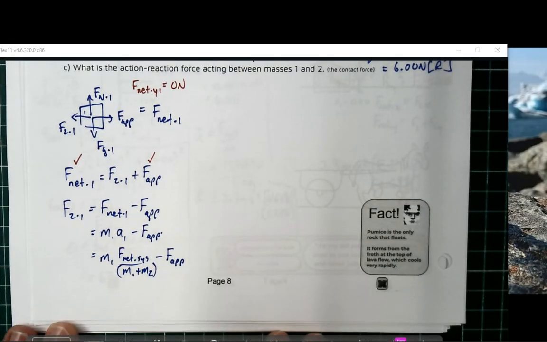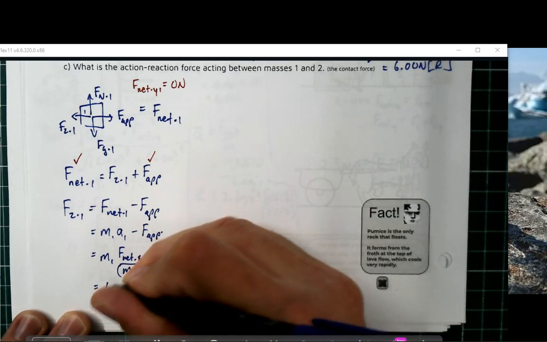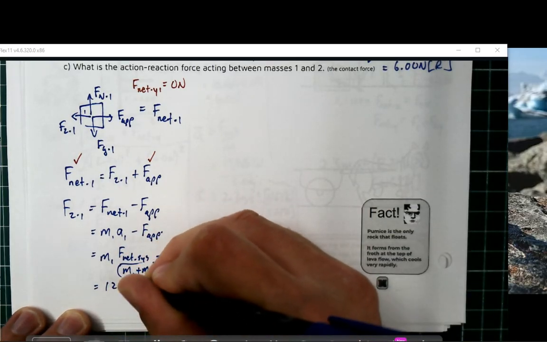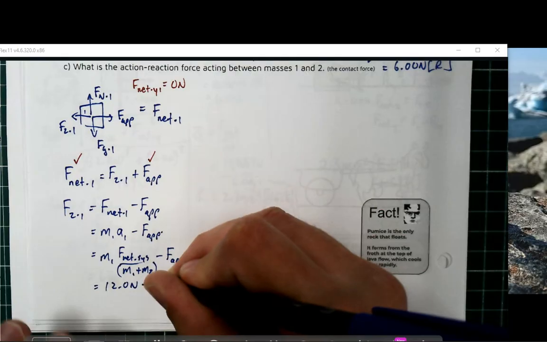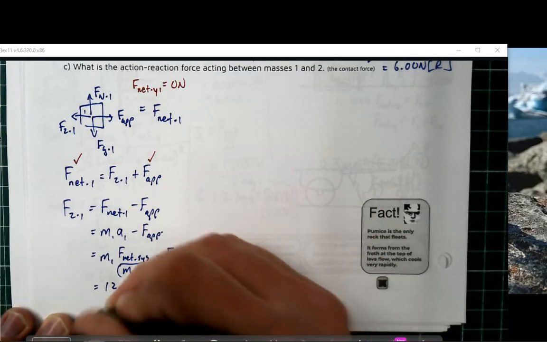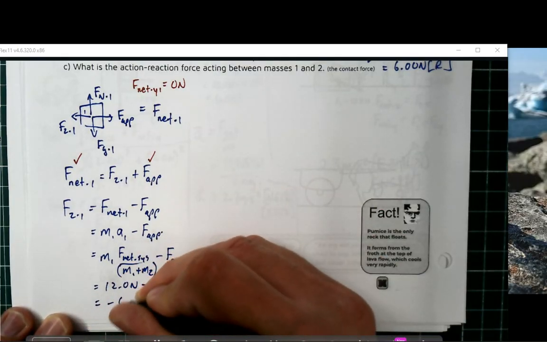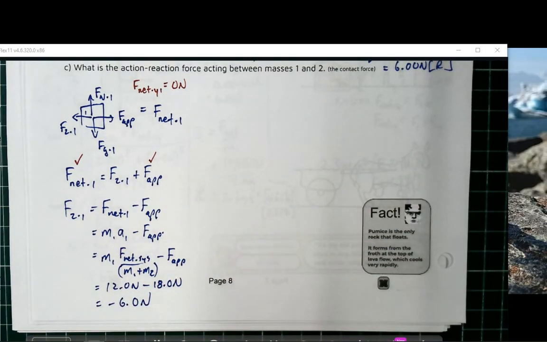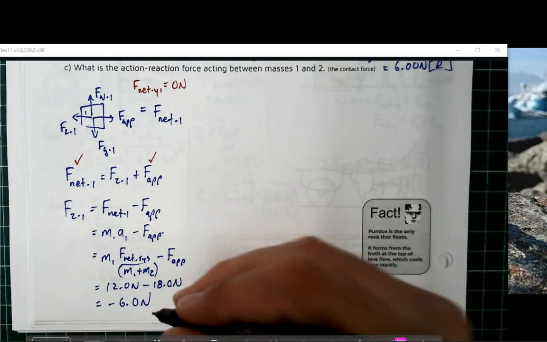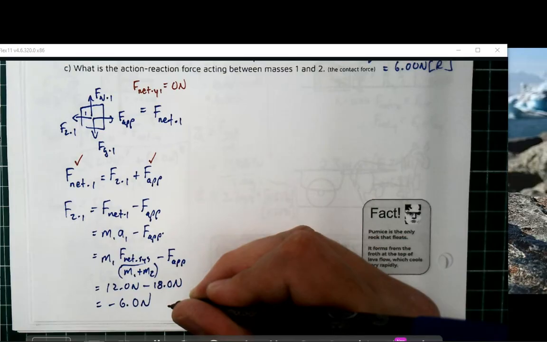Anyway, if we were to do that, we would still end up getting 12 minus 18. And you can try it for yourself, see if you do. And you get negative 6.0 newtons for force of 2 acting on 1. Now, negative means 6.0 newtons to the left, right?